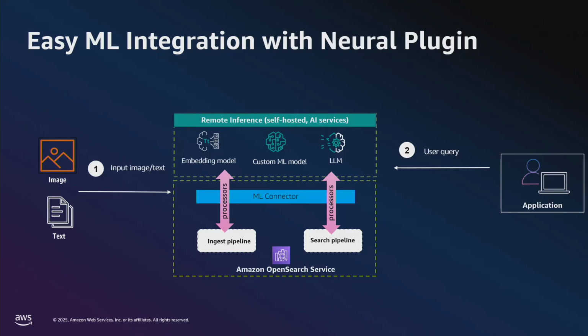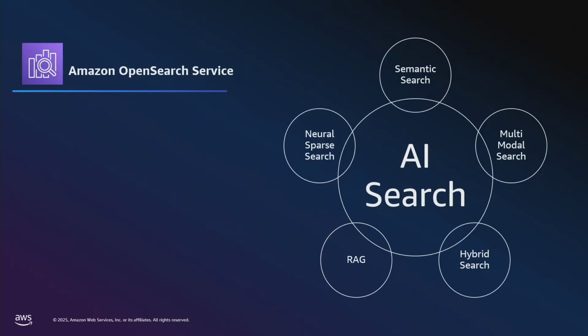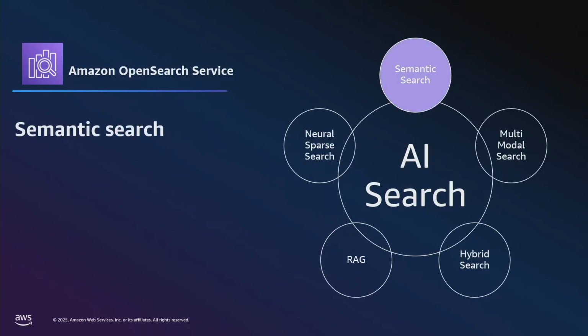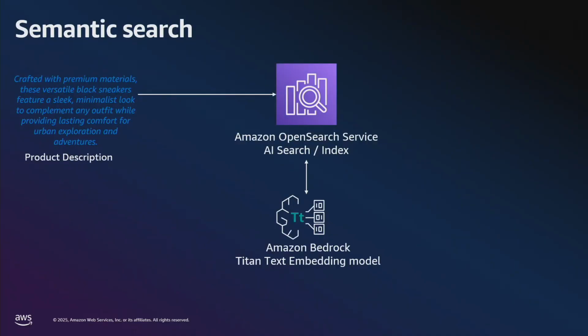All right, so we talked about the vector database capabilities of OpenSearch and how easy it is to integrate with remote models. Now let's talk about the different search types available in OpenSearch. First, vector search. We already saw how semantic search understands the context and intent of the query to improve the quality of the search. Let's see how we can do this.